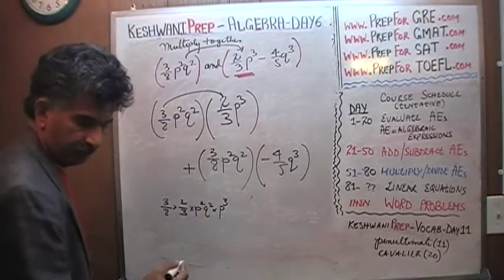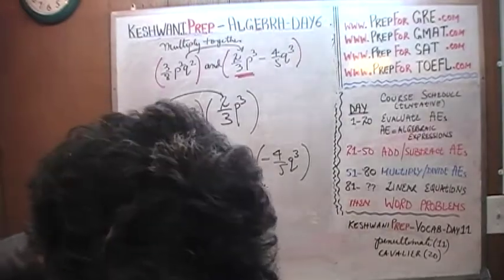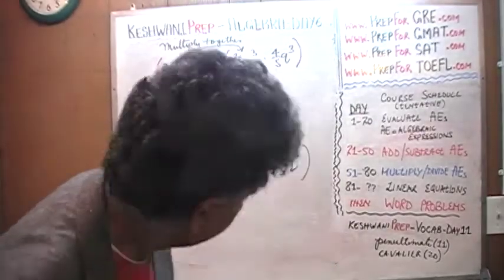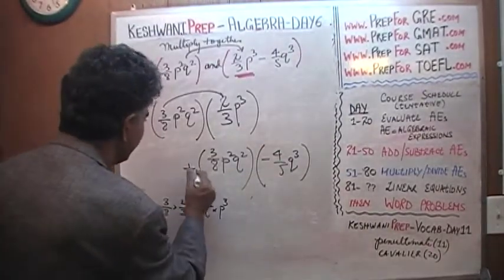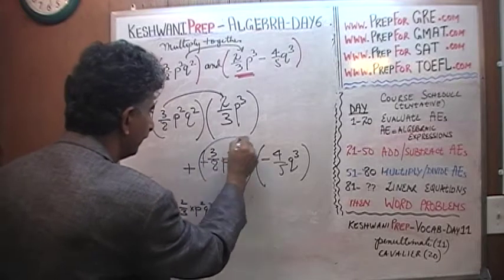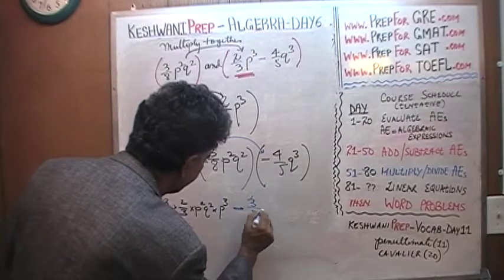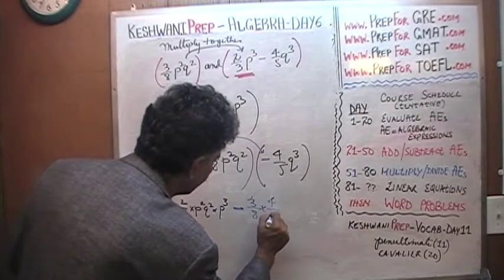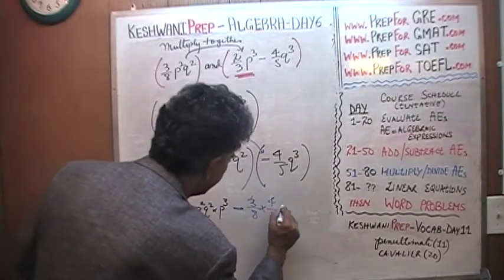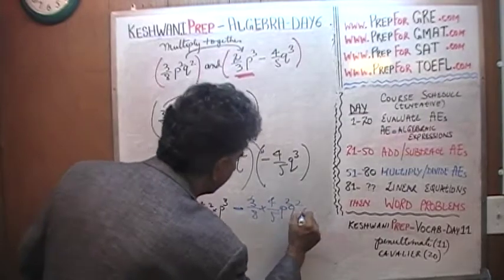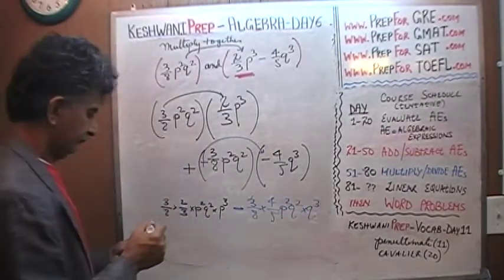And then we have, let's put it in a different color, then we have positive times a negative, which is going to become a negative, 3/8 times 4/5. And then we have p squared, q squared times q cubed.